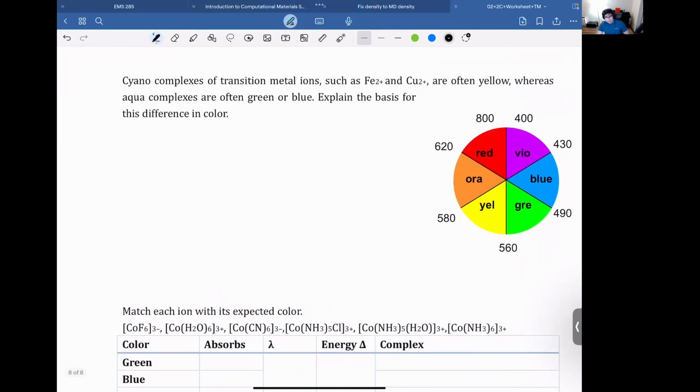The next says cyano complexes of transition metal ions, such as iron 2 and copper 2, are often yellow, whereas aqua complexes are often green or blue. Explain the basis for the difference in colors. So we can base this off of strong field and weak field ligands. Water is a weak field ligand. The cyano group is a strong field. So we can say cyano complexes are stronger field ligands. And let me actually write the equation here.